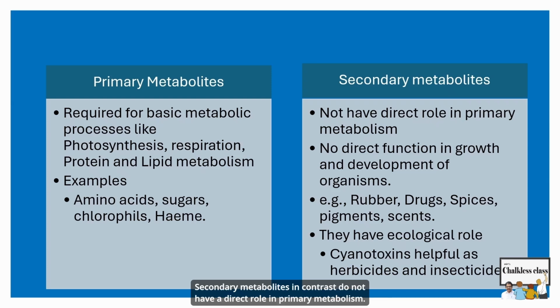They are universal. Secondary metabolites, in contrast, do not have a direct role in primary metabolism. They are not essential for the organism's immediate survival, but they often serve important ecological functions, attracting pollinators, repelling herbivores, or defending against pathogens. Examples include rubber from latex, drugs like morphine, spices, pigments, and fragrances. Particularly noteworthy is the mention of cyanotoxins, which can be used as herbicides and insecticides.